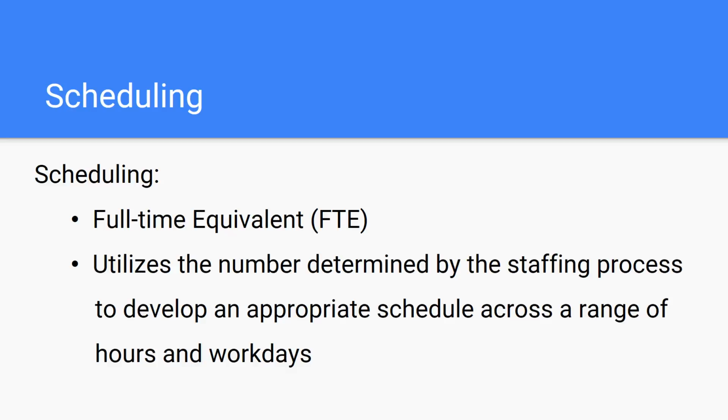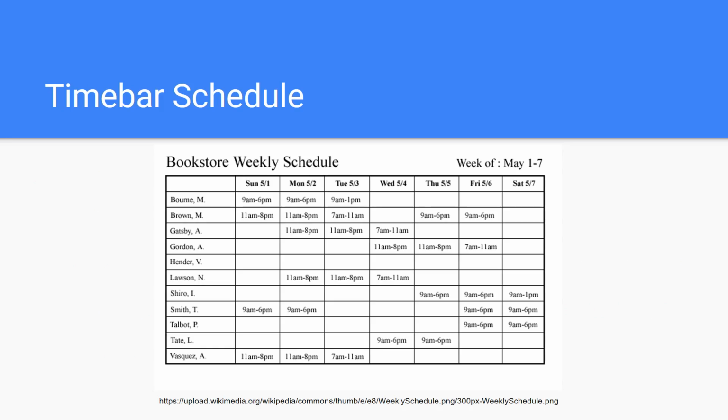This utilizes the number determined by the staffing process to develop an appropriate schedule across a range of hours and workdays. This slide presents an example of a time bar schedule. When a schedule is displayed on a time bar, it is clear to all exactly who is doing what job during what times.